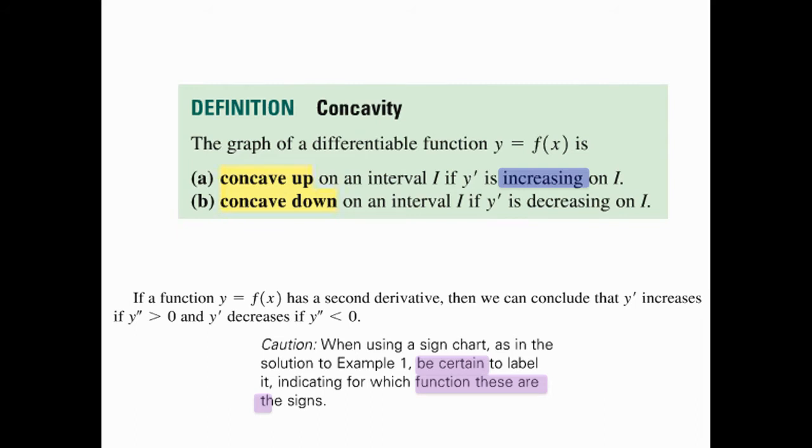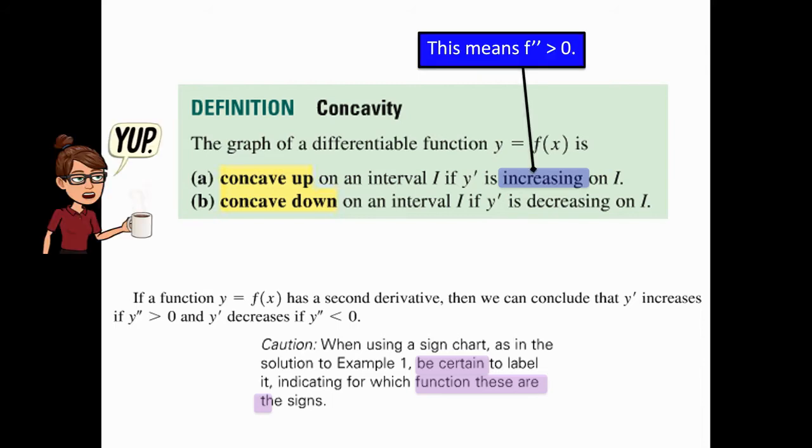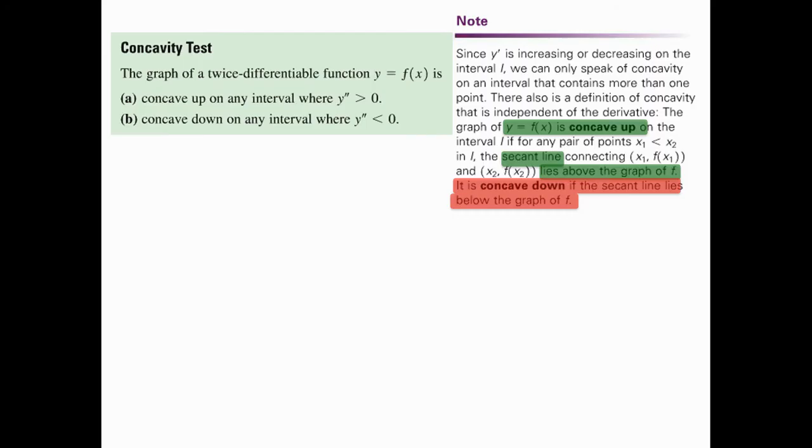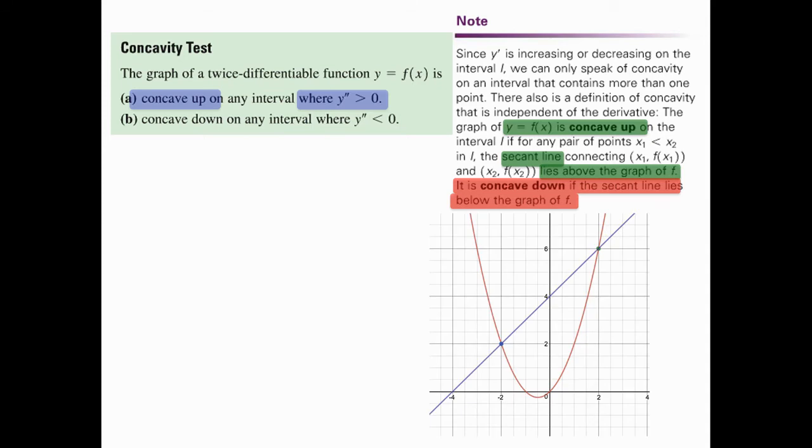We say a graph is concave up on an interval if its y prime is increasing. Well, wait a minute. If the y prime, or the derivative, is increasing, that's talking about the rate of change of the derivative, right? So we can think about that as the second derivative. And a graph is concave down on an interval when its y prime is decreasing. But again, when the y prime is decreasing, now you're talking about how its derivative is changing. So we can think of that as the second derivative being negative. There is something called the concavity test, and it essentially just says what we just came up with. A graph is concave up on any interval when the second derivative is positive, and concave down on any interval when the second derivative is negative.